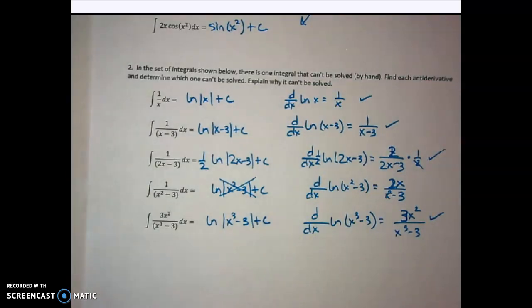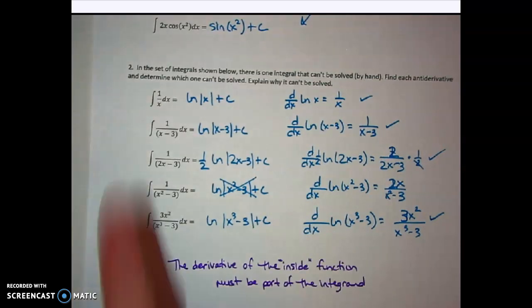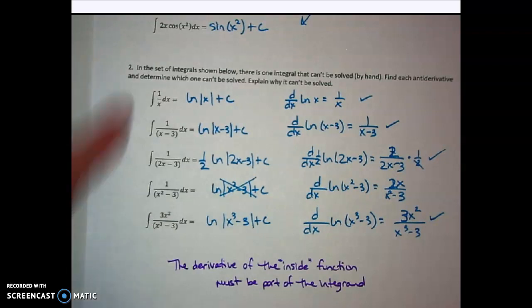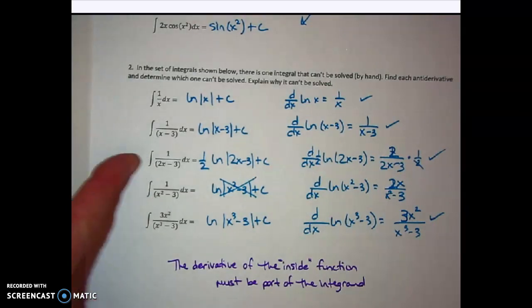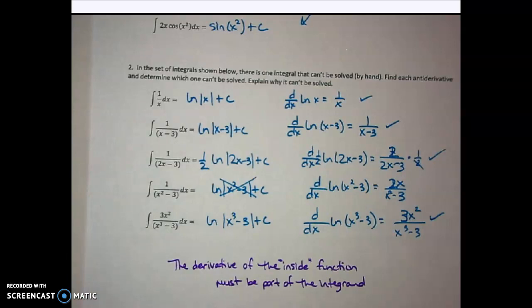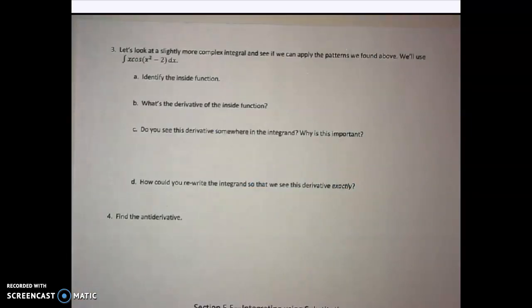The derivative of the inside function, hopefully you've recognized, has to be part of the integrand. All of these that worked out, and recognize that the top two, the derivative of the inside is just 1. And the rest of these, this third one down, we had to compensate for that, and we'll get to how to do that.